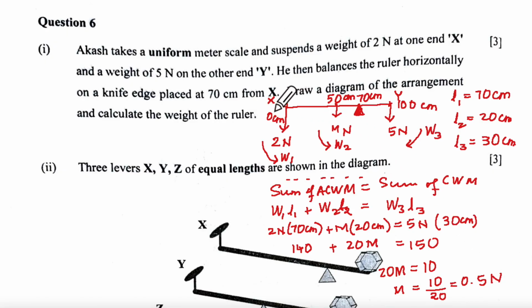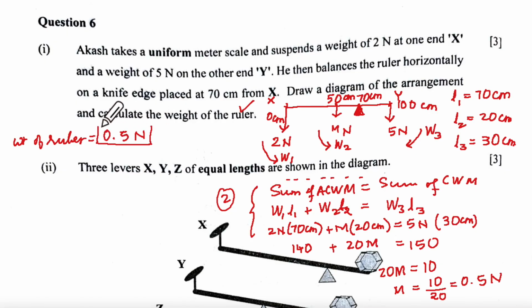What did they ask us to find? Draw the diagram. So we drew the diagram. This is your first part. This will be for your 1 mark. And then this will be for remaining 2 marks. Calculate the weight of the ruler. So we will write the weight of the ruler is equal to 0.5 Newton, and that is our answer.